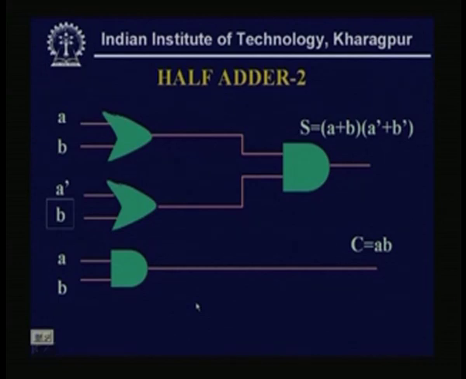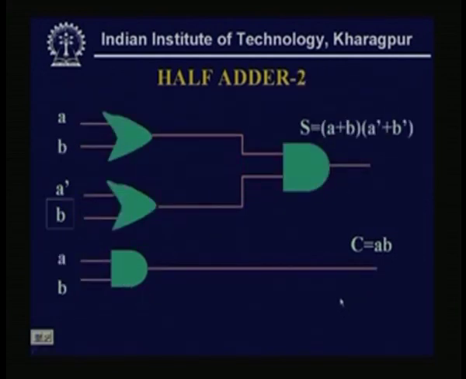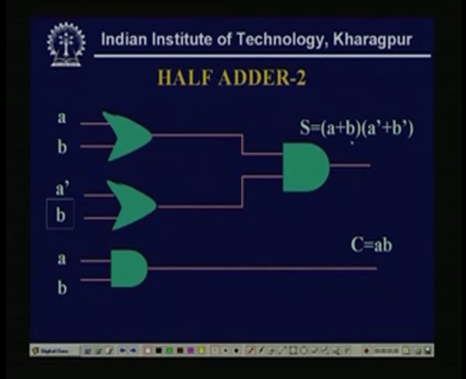Now, we see that this is a very simple circuit, where we have done A B dash plus A dash B. Now, this A B dash plus A dash B we can write in a different way. See that I have written S equal to A B dash plus A dash B. Now, see, I have written A plus B into A dash plus B dash.